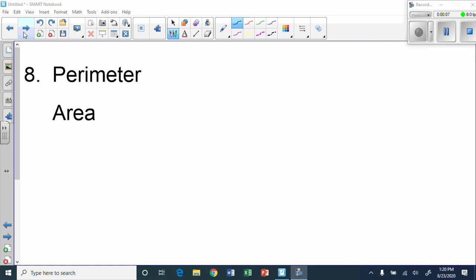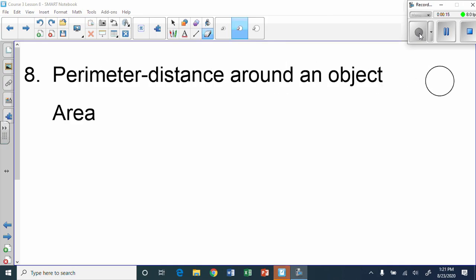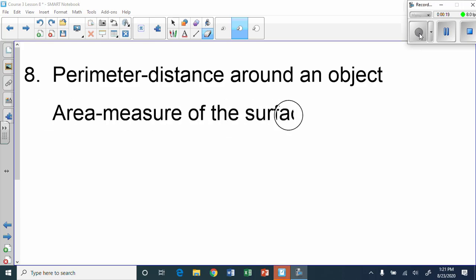Lesson 8 is on perimeter and area. As a review of what these are, perimeter is the distance around an object, while the area is the measure of the surface. When we're writing those down, we kind of think about that as a room. Take a look at the room you're in.